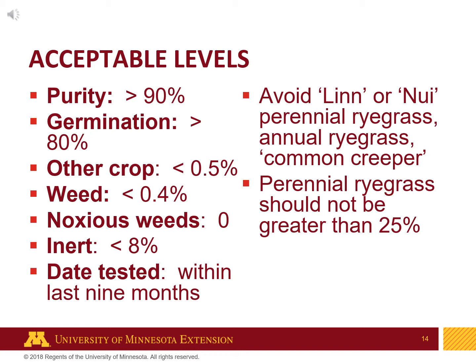Linn and Nui are very poor turf quality. Annual ryegrass will rarely survive for more than 1 year, which makes its usefulness as a turf quite low. Common creeper is not a specific variety, and essentially means that the variety is not stated. In northern climates where winter stresses are severe, such as Minnesota and Wisconsin, perennial ryegrass should not be over 25% of any seed mixture due to its poor winter hardiness.